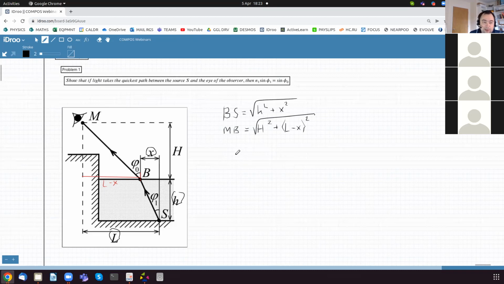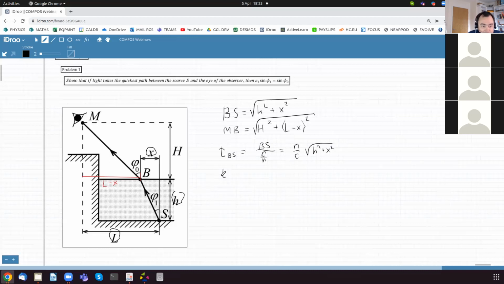And the time. Let's consider the time it spends in the water. The time for going along BS is the distance BS divided by the speed. The speed in water is c divided by n, the refractive index. So it's going to be n divided by c times the square root of h squared plus x squared.